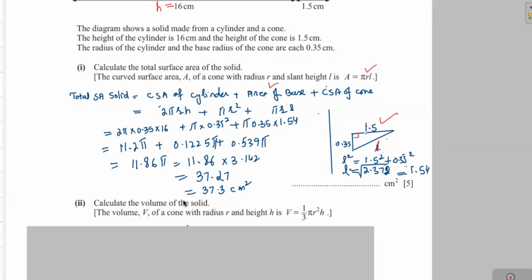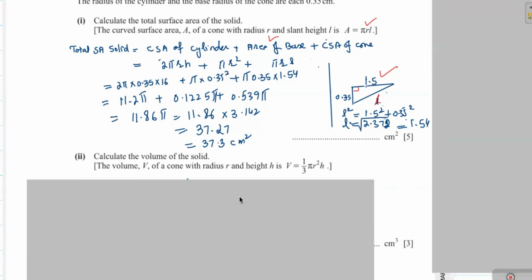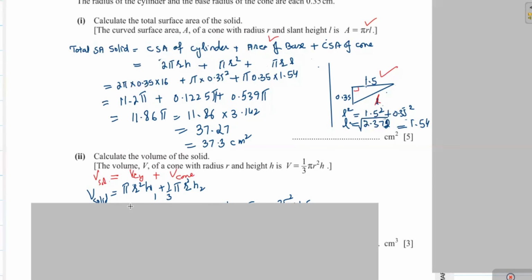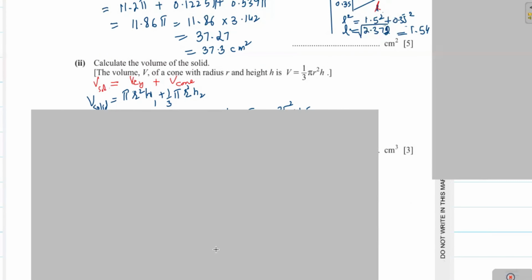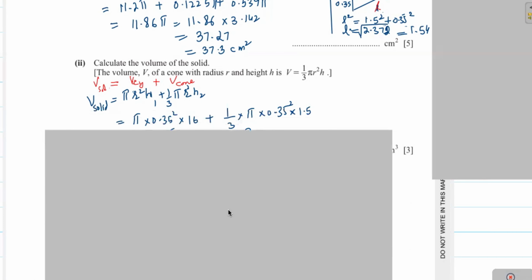Look here, calculate the volume of the solid. The solid has two parts, one is a cylinder, the other is a cone. Therefore, firstly we will write the volume of cylinder plus volume of cone. The volume of cylinder is πr squared h and the volume of cone is 1/3 πr squared h. Now we will substitute the values of r, h1 and h2.